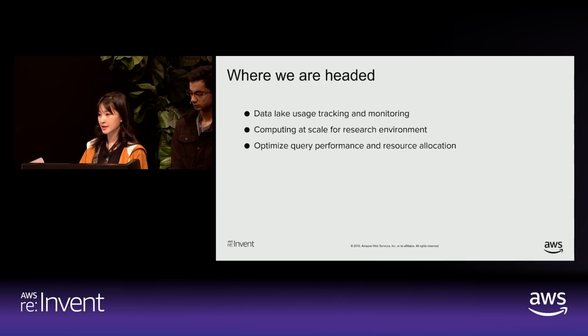So these are all the things we want to be aware of and prevent. In order to do this, we are still working on building a better tracking system to do the monitoring and alerting. And the second thing is we want to have computing at scale for our research environment. So basically, we want to leverage the distributed computing also in our research environment. We want to hook up a computing cluster with research.